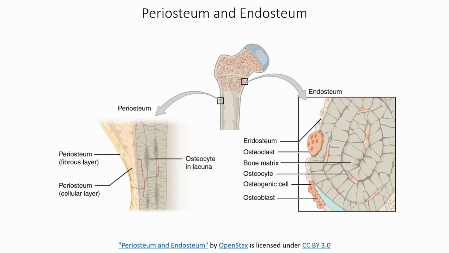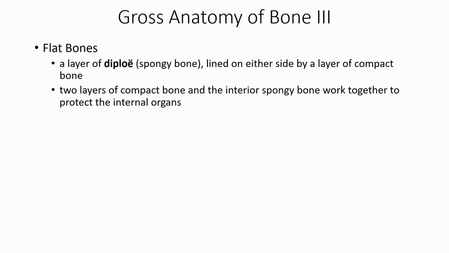So just keep those terms. If you're looking on the right, the terms osteoclast, osteocyte, osteogenic cell, and osteoblast. We're going to talk about those in just a little bit. So keep those just in your head, but don't worry about them just yet.